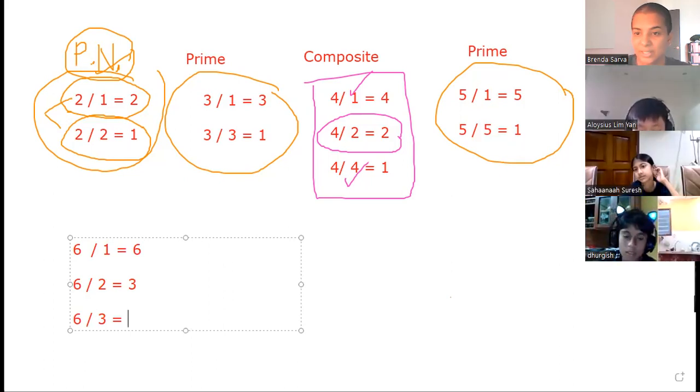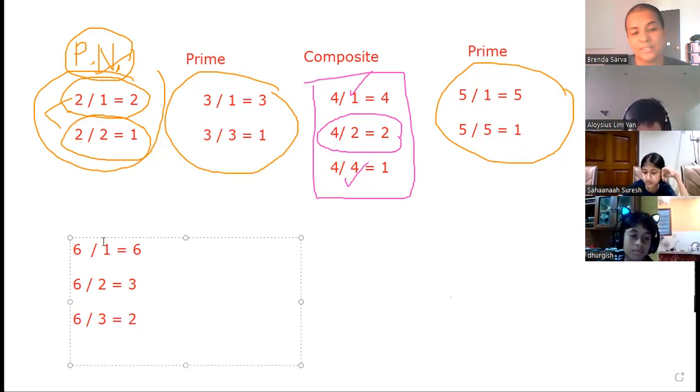You can put your answers in the chat, guys and girls. Danya, can we take 6 and divide with 4? Can 6 divide by 4 perfectly without like a whole number? No. Good. Can 6 divide by 5? Sahana, will we be able to take 6 and divide by 5 and get a whole number?